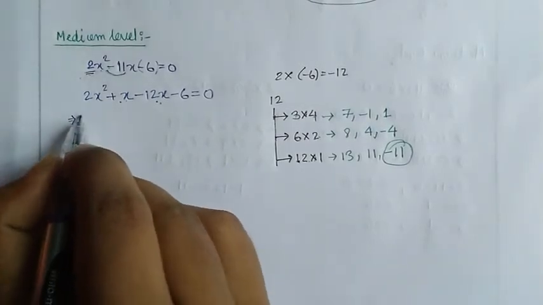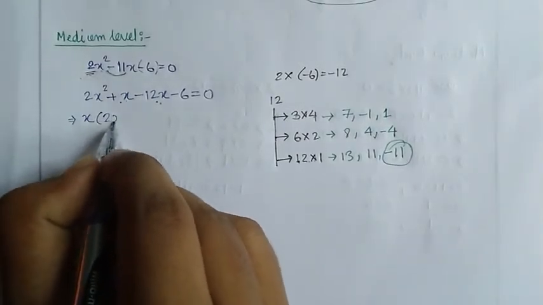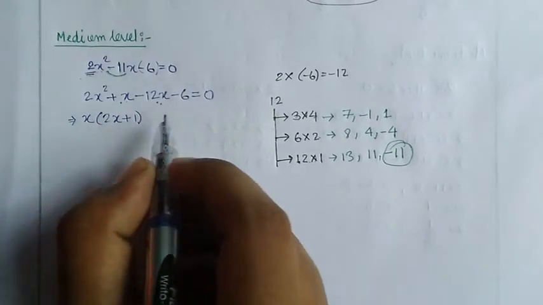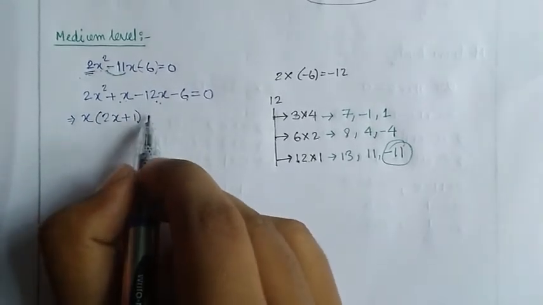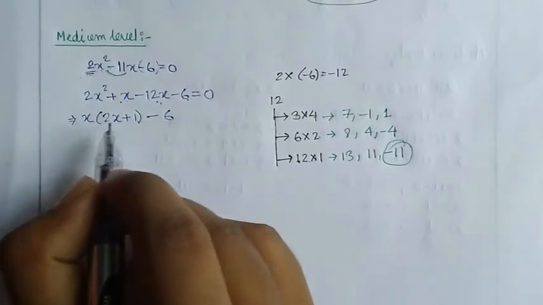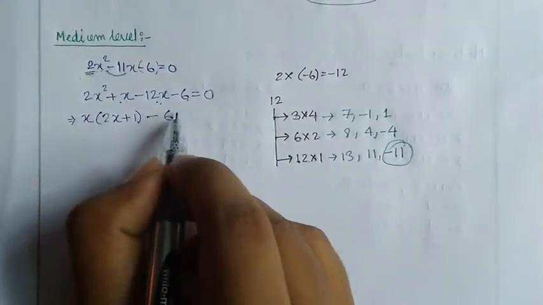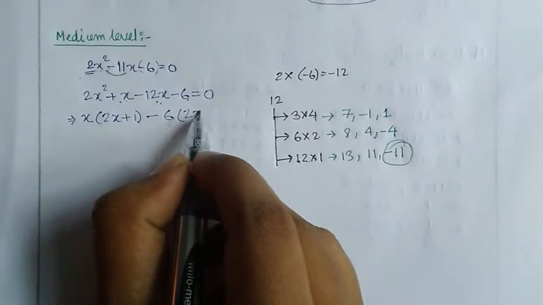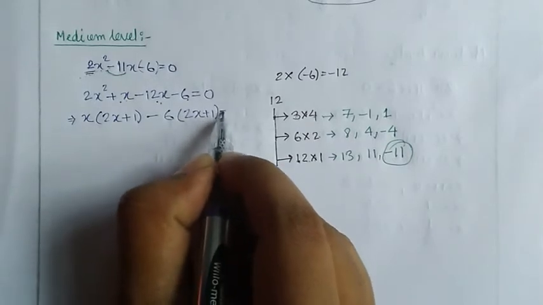Taking x common from the first two terms, we get 2x plus 1, and 6 common from the last two terms. Let's take minus 6 common so that inside the bracket the terms remain the same. So you get 2x plus 1 inside the bracket equal to 0.